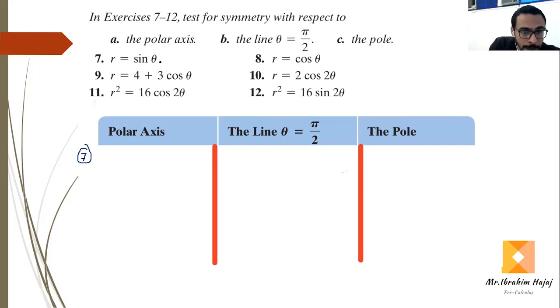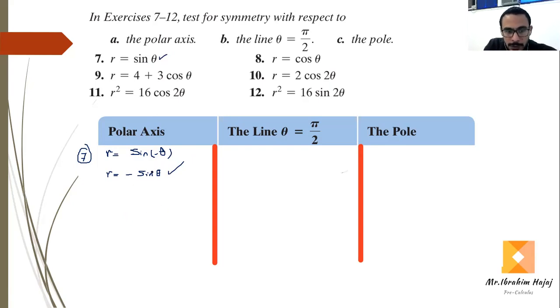We leave the r the same. Now it will be sine negative theta. r equals negative sine theta, since sine is an odd function. So is it equivalent? Yes. Negative sine theta is the same as sine theta. These two equations, r equals sine theta and this equation, are equivalent.